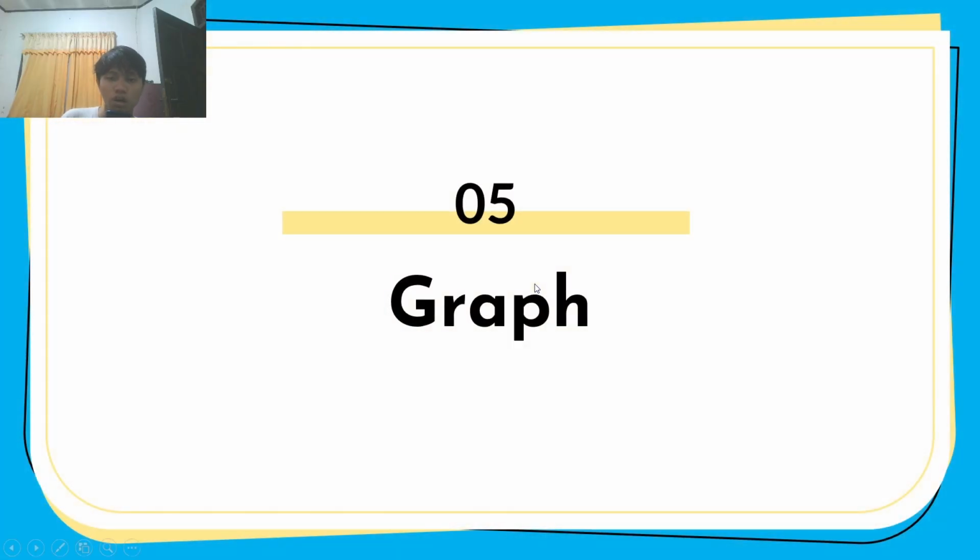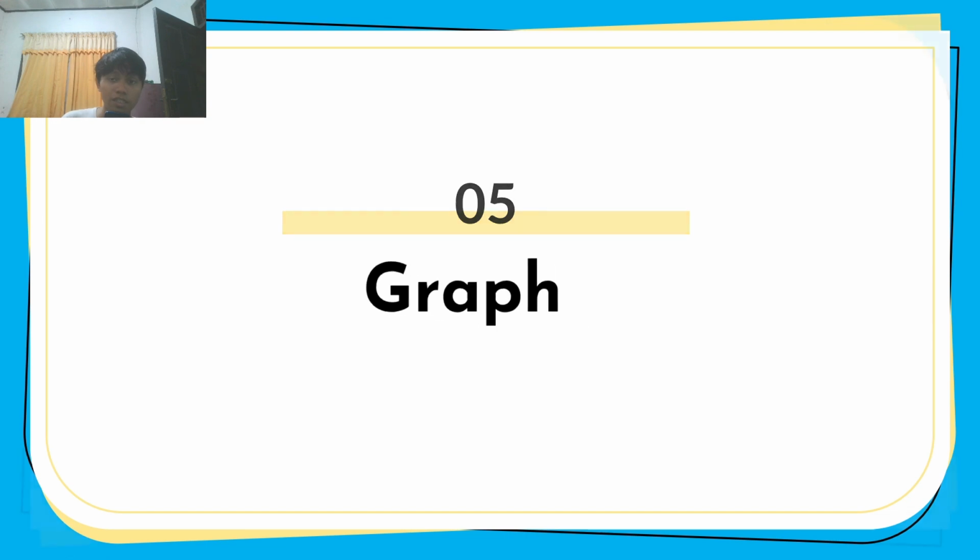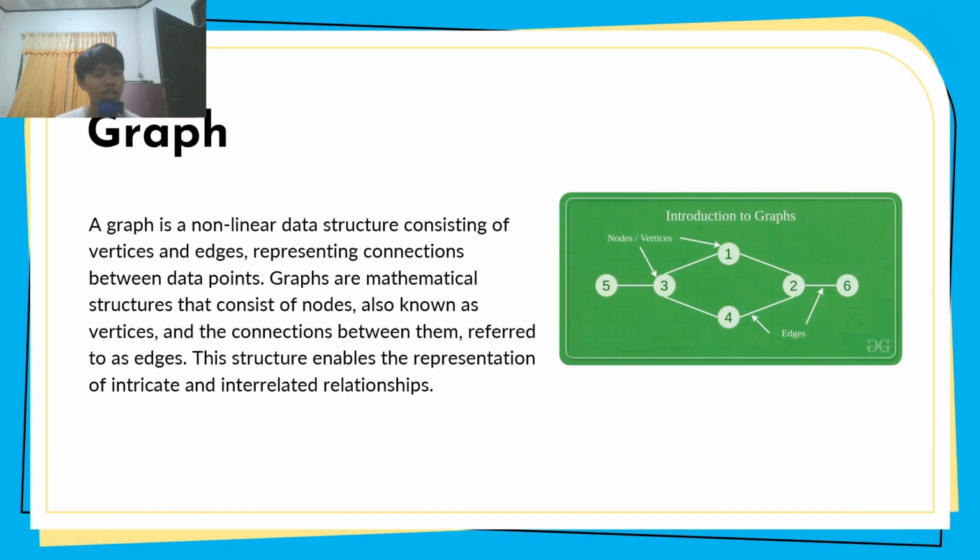Okay, now the last one is graph. What is a graph in data structure? A graph in data structure is a nonlinear data structure consisting of vertices and edges, representing connections between data points. Graphs are mathematical structures that consist of nodes, also known as vertices, and the connections between them, referred to as edges. This structure enables the representation of intricate and interrelated relationships.